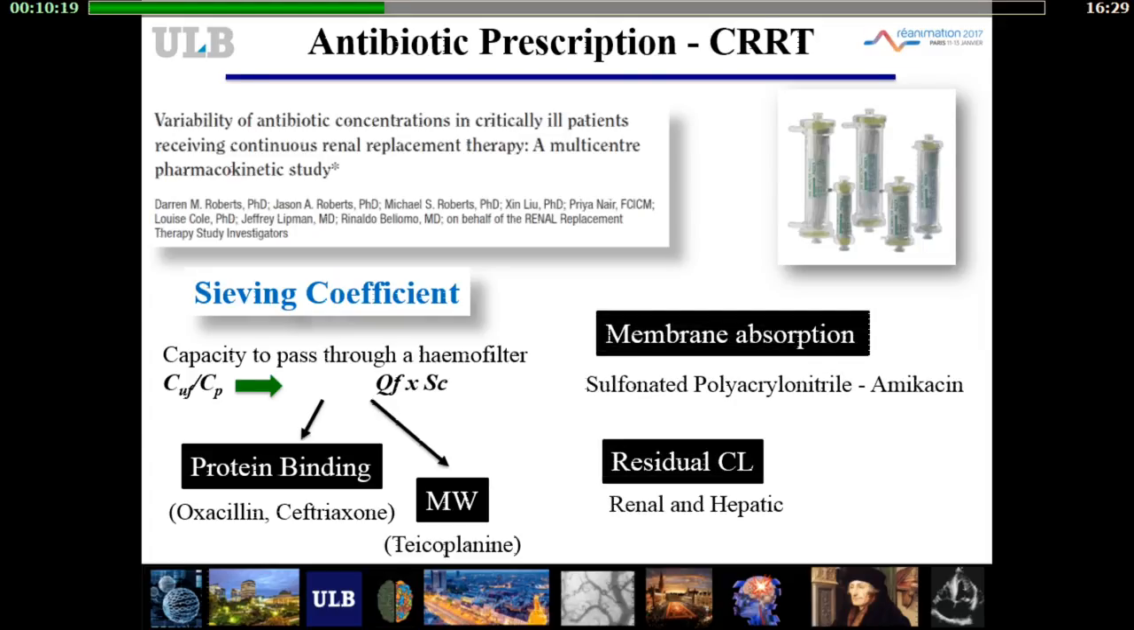Other problems, you may have some absorption. If you give aminoglycosides, some fraction of amikacin, for example, could be bound to the membrane, and this will reduce drug concentration. And finally, residual clearance.